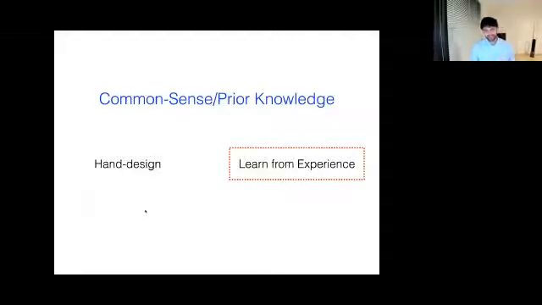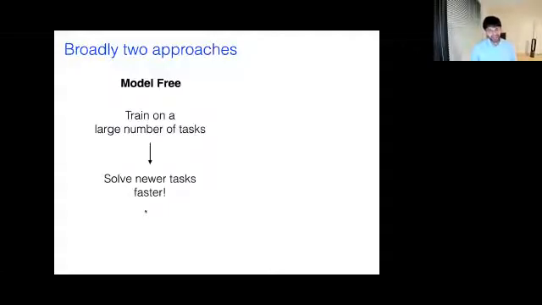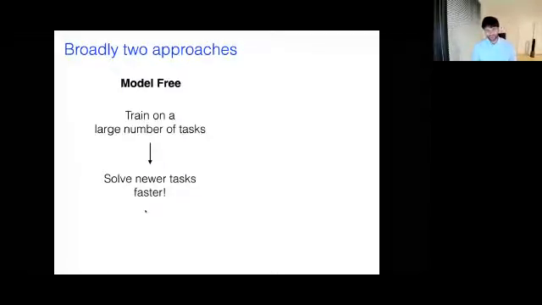If we look at learning from experience, broadly, there are two categories in which we can divide it. One is a model-free approach, which simply means that I'll have my artificial agent, which I'll train on a large number of tasks, and then hope that I can solve new tasks much faster. This is similar to what people are familiar with in ImageNet: once you train a deep network on ImageNet, you end up learning visual features which help you solve new vision tasks much faster than training from scratch.